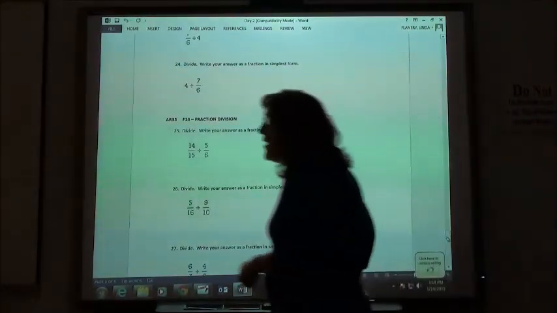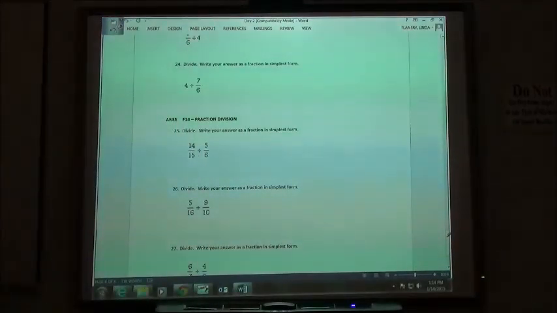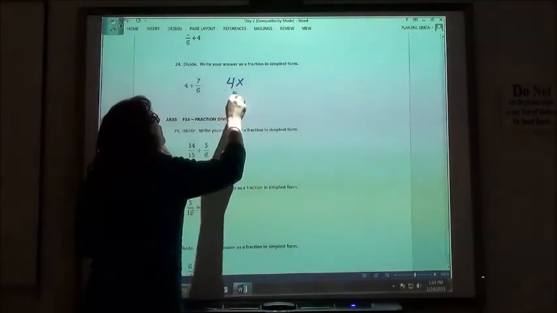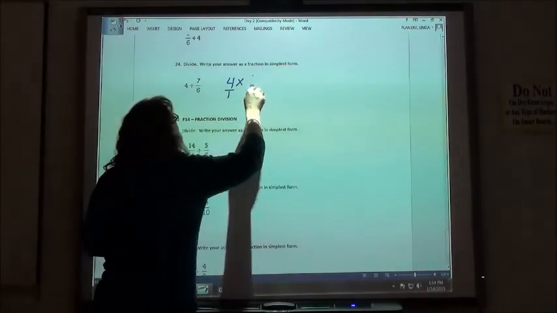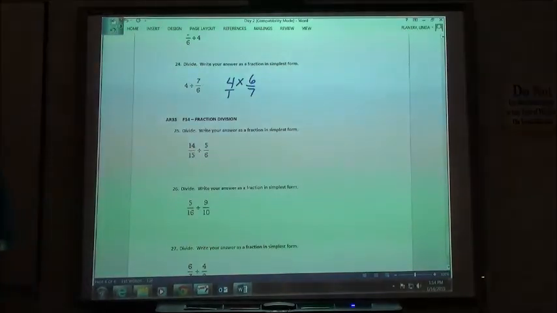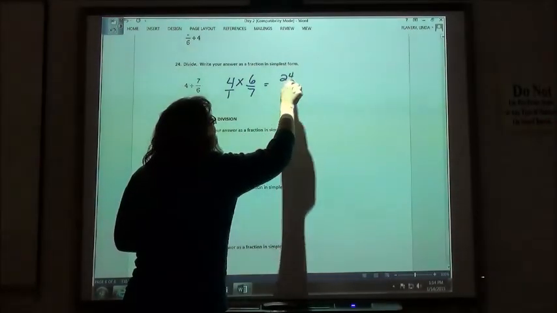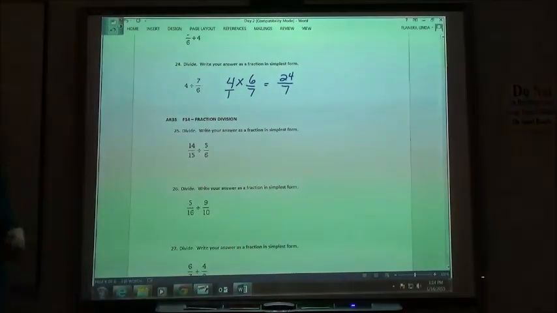Now number 24 again says divide. They switched it around, but you only flip the one after the division. So if I'm going to rewrite this problem, I'm going to write it as 4 over 1 times 6 over 7, right? The whole number 4, we want to put it over 1 just so it looks pretty. And then we can multiply and we would get 24 over 7.